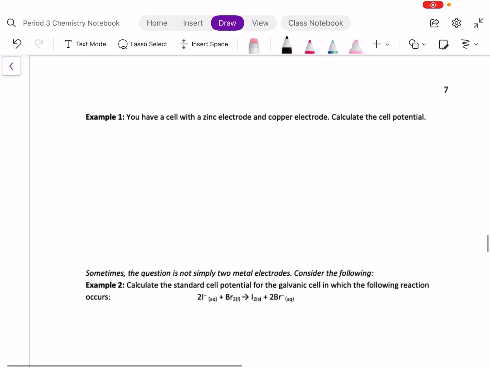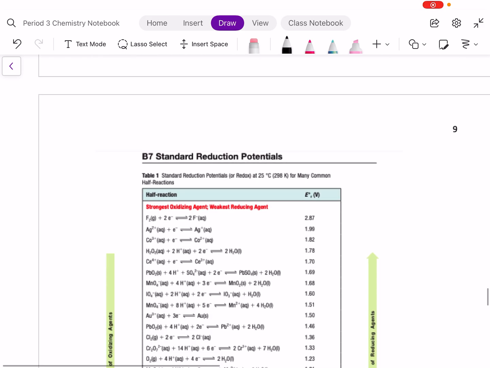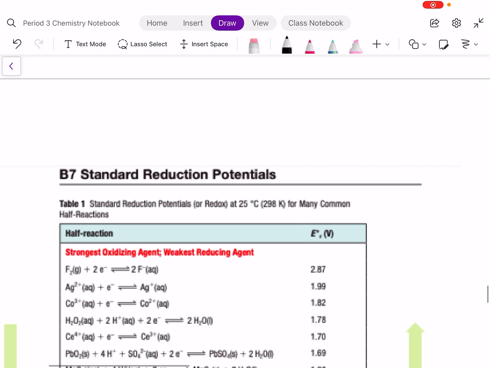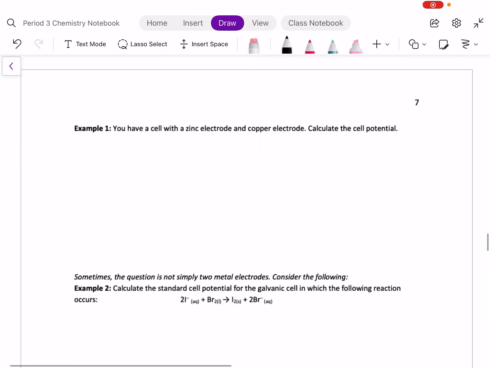In our textbook and in our note package, we have this data table called standard reduction potentials, and note that it's only reduction, not oxidation. So it tells us the half reaction voltage that we're going to get from just that one half reaction. And the way that we read this is, depending on what we have, whatever is the highest number, that's going to be our cathode. So let's look at an example number 1.